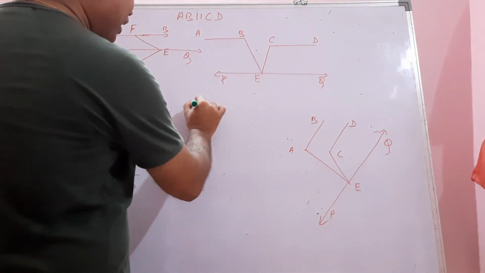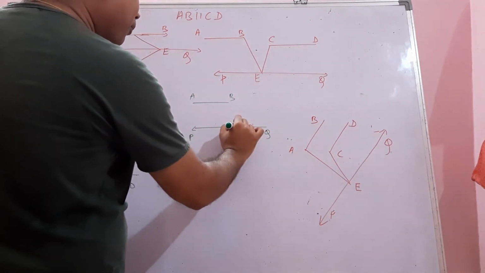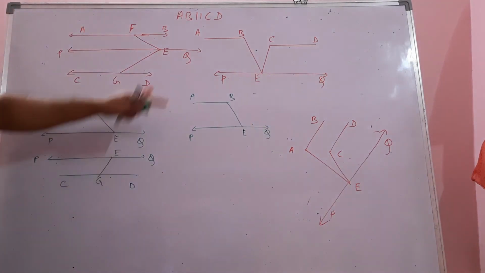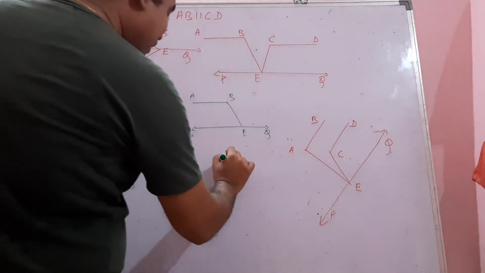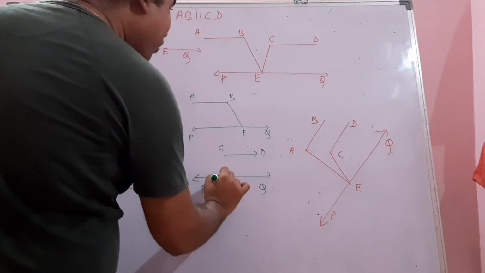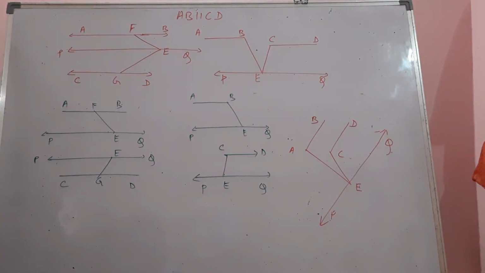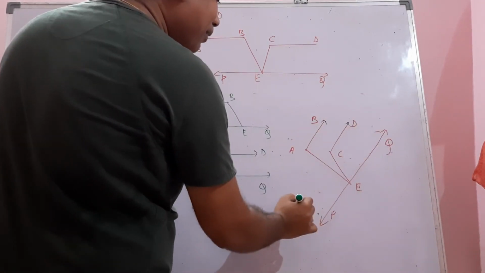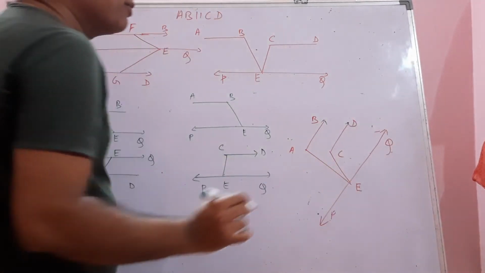Same thing here also. When you draw this one, I have AB, and parallel to AB I have drawn PQ, through point E. So I have this type of figure. AB parallel to PQ, BE is the transversal. CD parallel to PQ, through point E, CE is the transversal. If I consider AB and PQ, then AE will be the transversal, and for CD and PQ, CE will be the transversal.